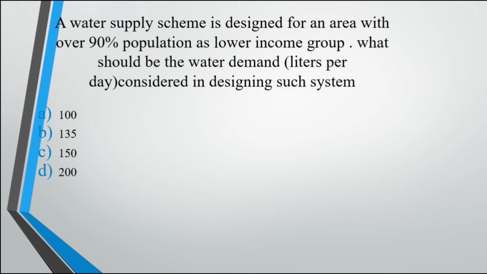Next question, a water supply scheme is designed for an area with over 90% population as lower income group. What should be the water demand in liters per day considered in designing such a system? Option A, 100. Option B, 135. Option C, 150. Option D, 200. So the correct answer is option B, 135 liters per day.